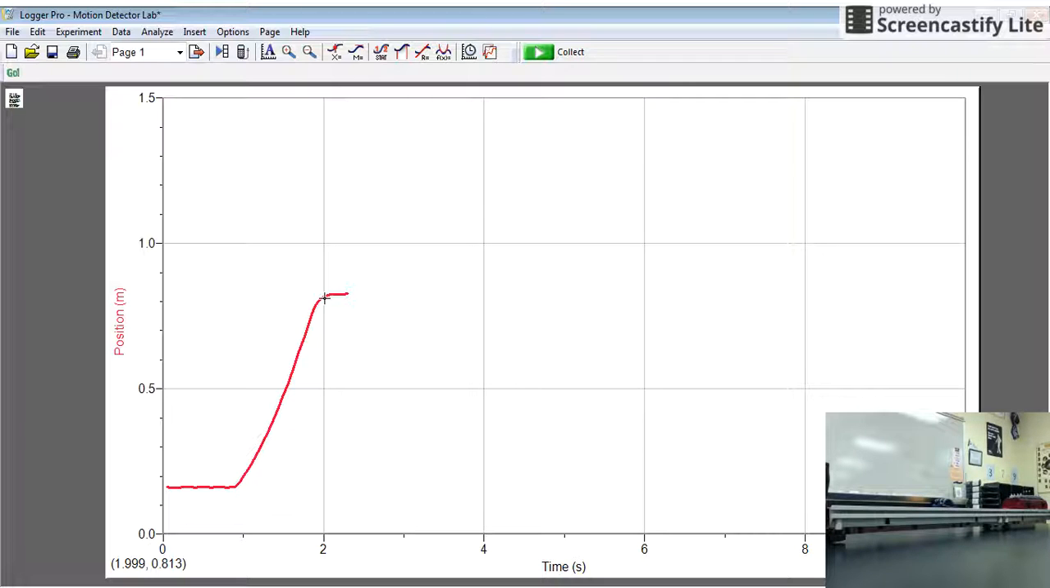So let's add some more. We're actually going to double this. We're going to go from 0.75 up to 1.5 kilograms total. So if you double the mass, think, what do we expect to happen to the acceleration?